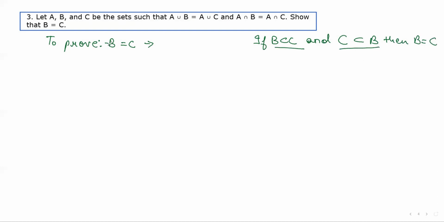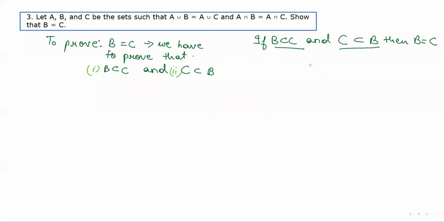So to prove B to be equal to C, we have to prove that B is a subset of C and C is a subset of B. So if you're able to prove these two conditions separately, then you can easily say that B is equals to C. So let's prove them.